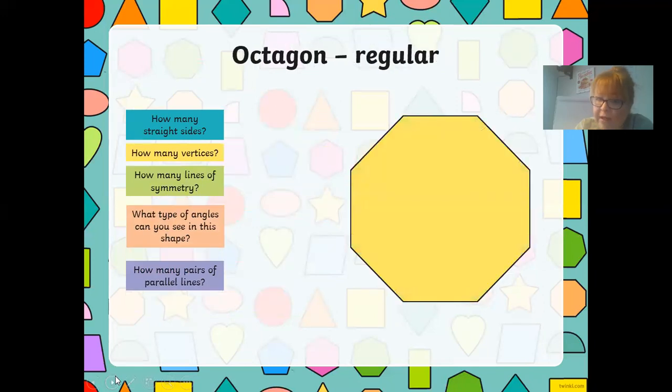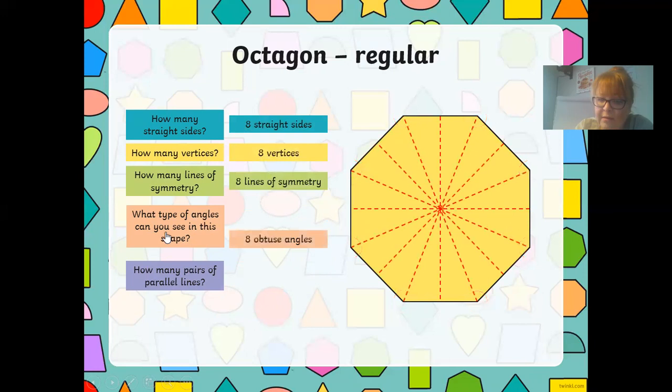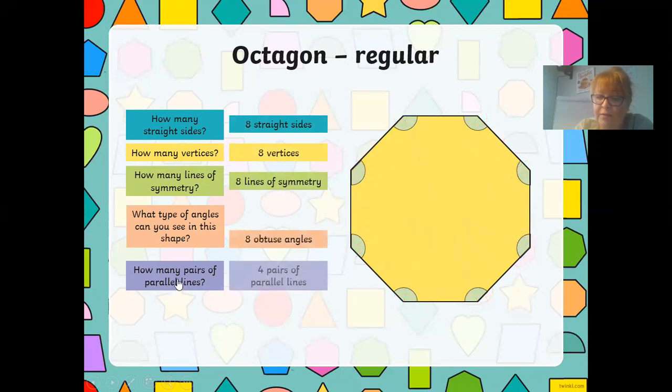Octagon, also regular octagon. So we know it's got 8, so that helps us work out the rest. I don't want to keep repeating it all. And this one's got 4 pairs of parallel lines. 8 sides, 4 pairs.